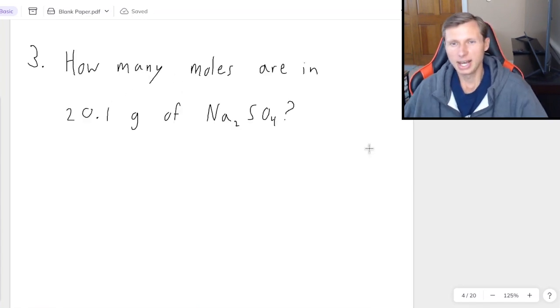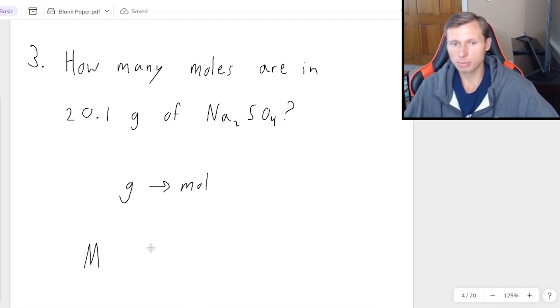Number 3, how many moles are in 20.1 grams of Na2SO4? So in other words, I have to go from grams to moles. And the way we do that is you just have to remember the equation for molar mass, M equals little m over n. I gave us the mass. The mass is 20.1. I want to solve for moles, n, but I have to find the molar mass.